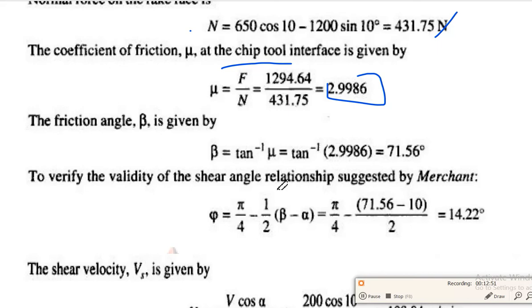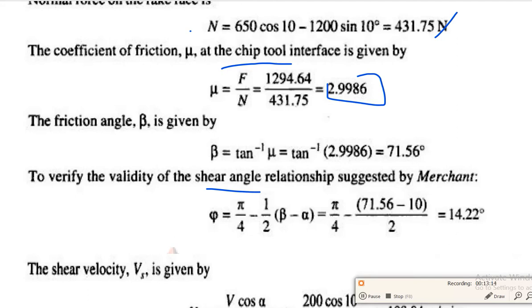So to verify the validity of the shear angle relationship from the merchant circle, phi is equal to pi by 4 minus half into beta minus alpha. Putting the value of beta and alpha and the given value from the previous calculation, we got pi by 4 minus (71.56 minus 10) by 2, that will be equal to 14.22 degree.